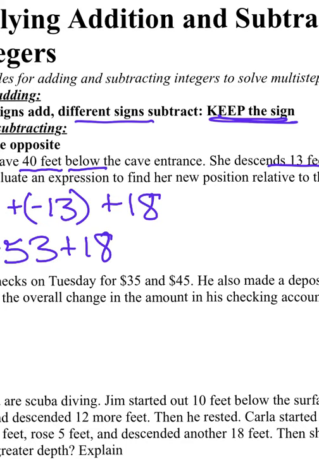All of you should be writing. Okay, is that going to be a positive or negative 35? Because the 53 was larger. And what does that mean? A negative 35 is what if we write it in relation to the cave entrance? Is it above the cave entrance or below? So I could say she is 35 feet below the cave entrance.